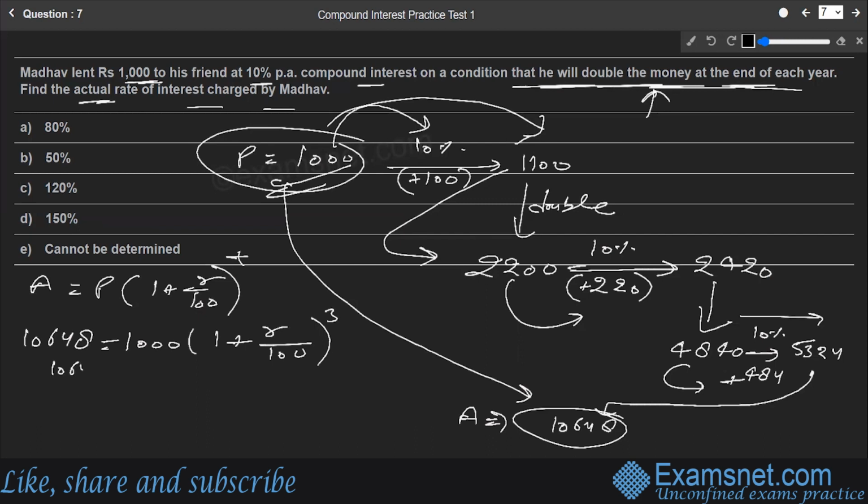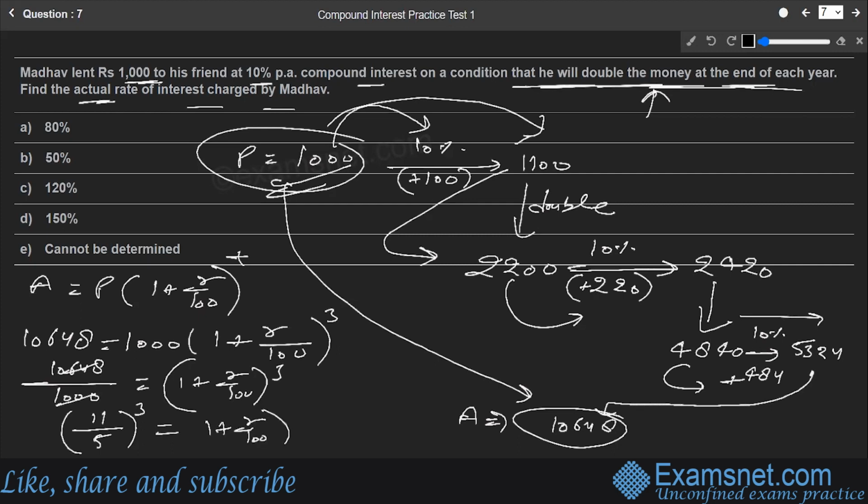Let us bring this 1,000 to the denominator on the left hand side. This will become 1 plus r over 100 to the power 3. What we are going to do here is try to make a power of 3 on the left hand side also, so that the powers cancel and we can get the answer in the bracket. To make the power of 3, let us cut this first. We can cut this by 4, and by 8 also. If we cut it by some value, ultimately this will reach 11 by 5's whole cube. 11 by 5's whole cube will be 1 plus r over 100 to the power 3.